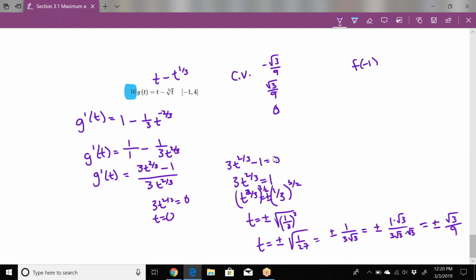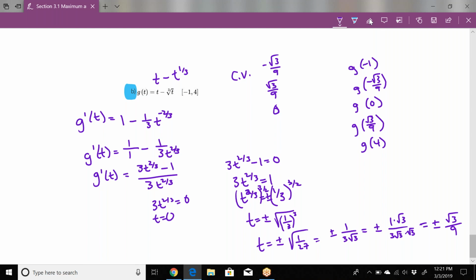So f of -1 is the smallest because all three of these are in the interval -1 to 4. And then we would do f of negative square root of 3 over 9, f of 0, f of square root of 3 over 9, and then we would also do f of 4, which is the other endpoint, except these are all g. So let me fix that. It's very easy to just say f of x all the time. So we're plugging these back into the g function.